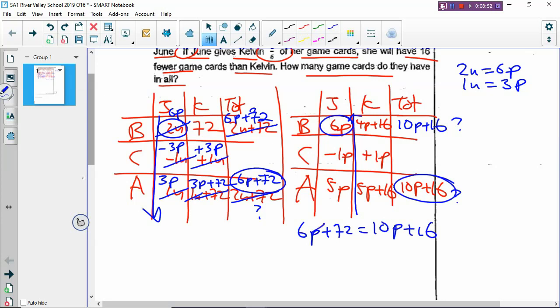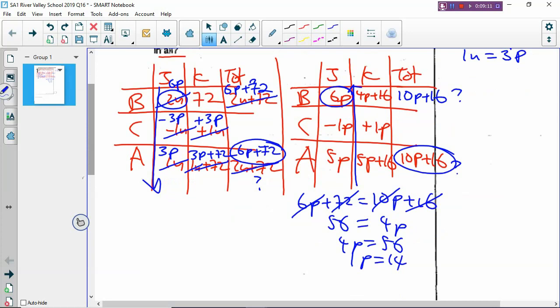So you minus 6 parts, you get 4 parts, minus 16, here minus 16, you get 56. So your 4 parts is equal to 56, 1 part is 14. Okay? And if your 1 part is 14, then you can find the total, which is 10 parts plus 16 or 6 parts plus 72. Either one will give you the same answer.